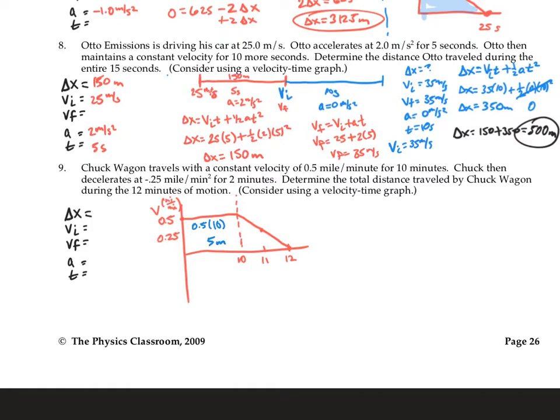Then this section is a triangle, so it'd be 1/2 the base times height. The base of this triangle is 2. The height is 0.5. So 1/2 times 2 times 0.5 would be 0.5 meters. So what's the total distance traveled? Well, I just add the areas together. 5.5 meters. See, if we know how to use a graph, it's a lot less work, and it actually might take less time to solve this problem.